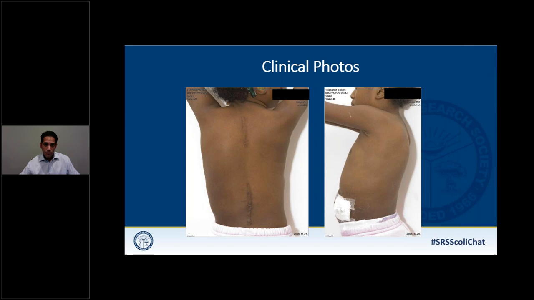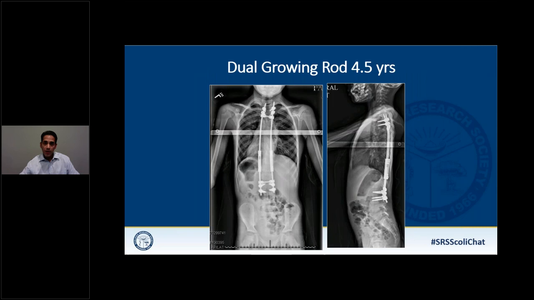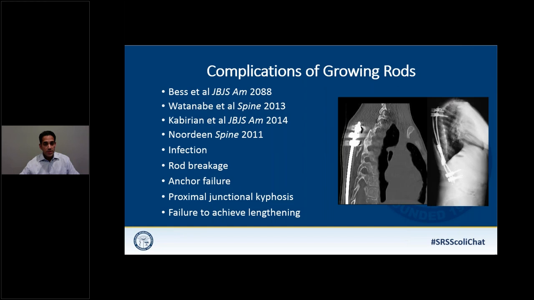And this is where she is at 3.5 years later with 6 lengthenings and a pretty spectacular growth of that curved part of the spine. And finally, now at 4.5 years later, she's done treatment. But this is not without its complications. We know that infection, rod breakage, anchor failure, being stooped over even above the instrumentation, and just the rods getting stuck are all scenarios that we've seen.